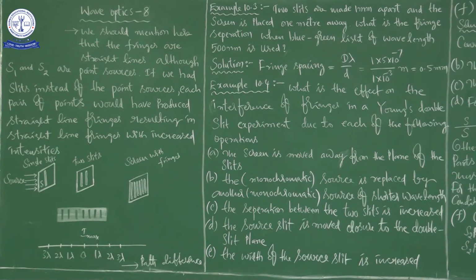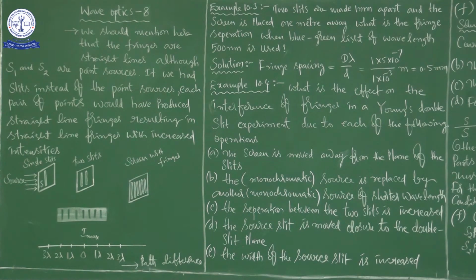One more thing is there, that is F, that we have to find: when the monochromatic source is replaced by white light, what happens to the interference pattern? That also we have to discuss. First we focus on A: if the screen is moved away from the plane of the slits, what will happen?